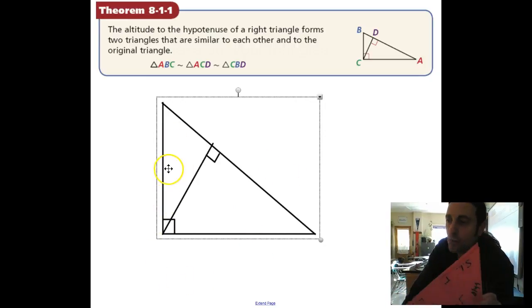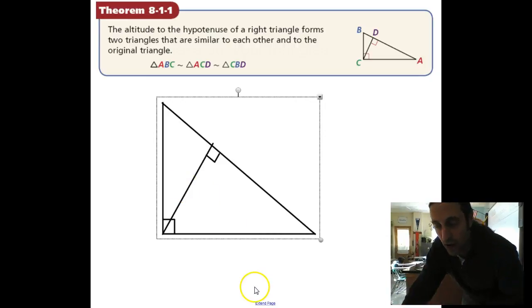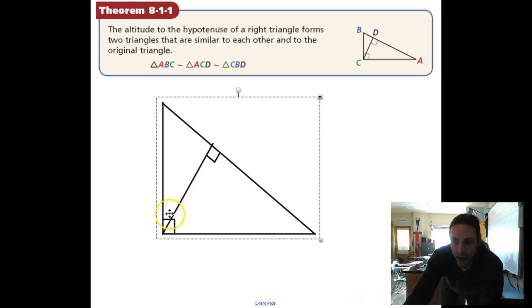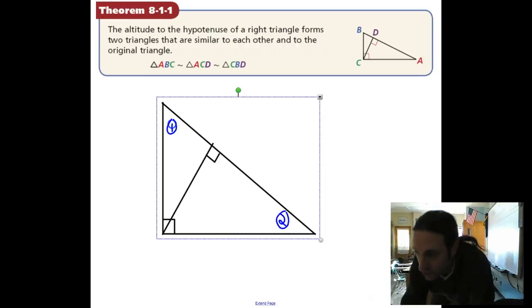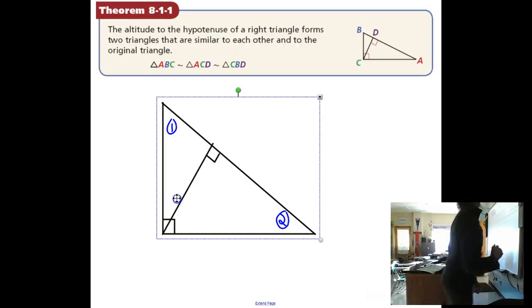Well, in order to help keep these things organized in your brain, I know one of my angles is a right angle. That means I've got another angle. I'm going to call it angle 1 and angle 2. And the reason that's so helpful is in the large triangle, I've got 1, right, and 2. In the small triangle, I've got 1, right, and 2. In the medium triangle, I've got 2, right, then obviously that has to be angle 1.